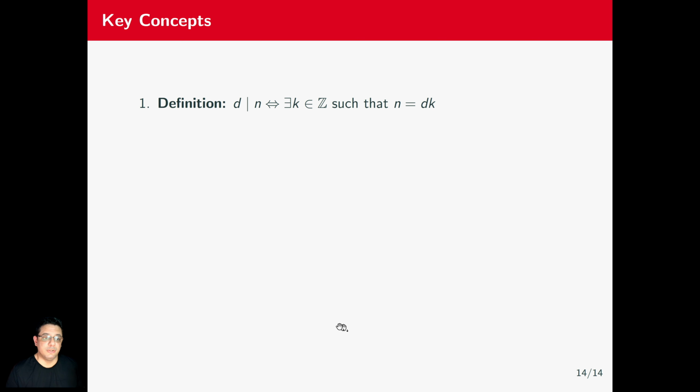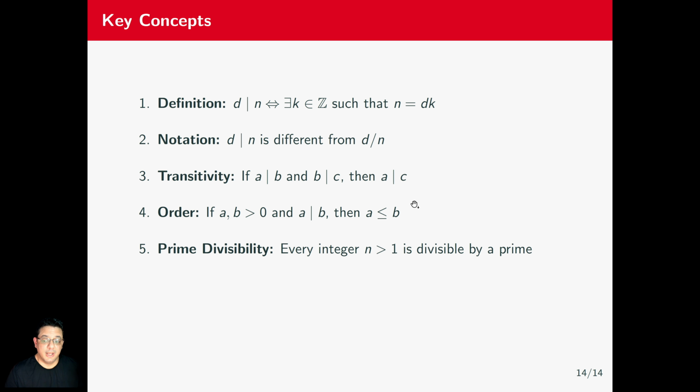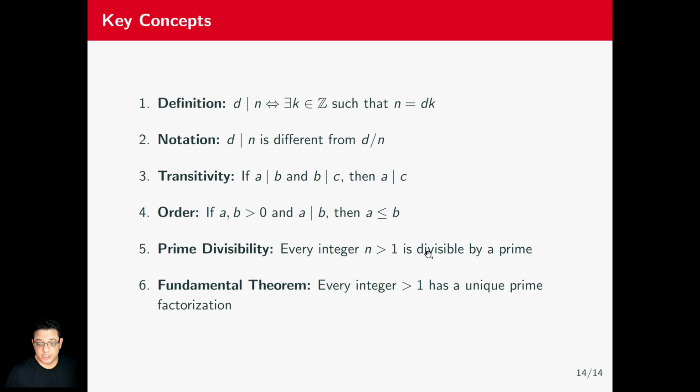Okay, so in summary, we introduced the definition of divisibility that we've been using tacitly along the course: d divides n if there is an integer k so that n equals d times k. The notation d divides n is different from the fraction d divided by n. We have the transitivity property. We have the order: if a divides b, then in general you're going to have that a is less than or equal to b. And we have prime divisibility: every integer is divisible by a prime. And the fundamental theorem here is that every integer bigger than 1 has a unique prime factorization.